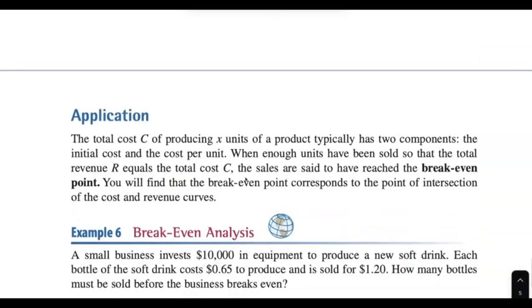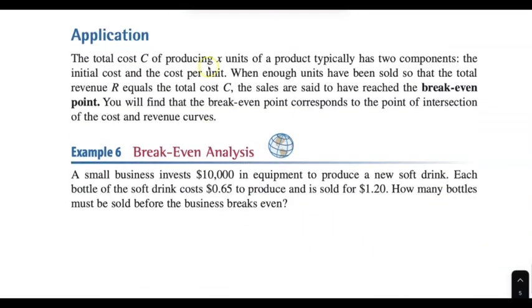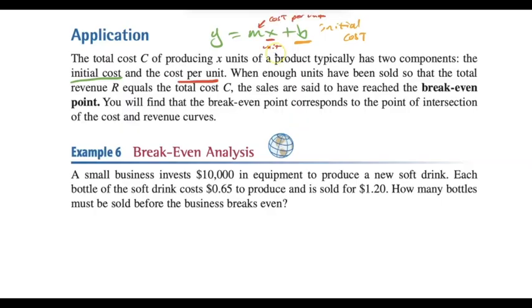Okay, finally, let's do an application problem. Total cost of producing x units of a product typically has 2 components: the initial cost and the cost per unit. If you think about the initial cost, this is going to be a linear equation, mx plus b. The initial cost would be our b. And the cost per unit, well, x is usually the unit. That's our slope. This is the cost per unit. That's what they're talking about.